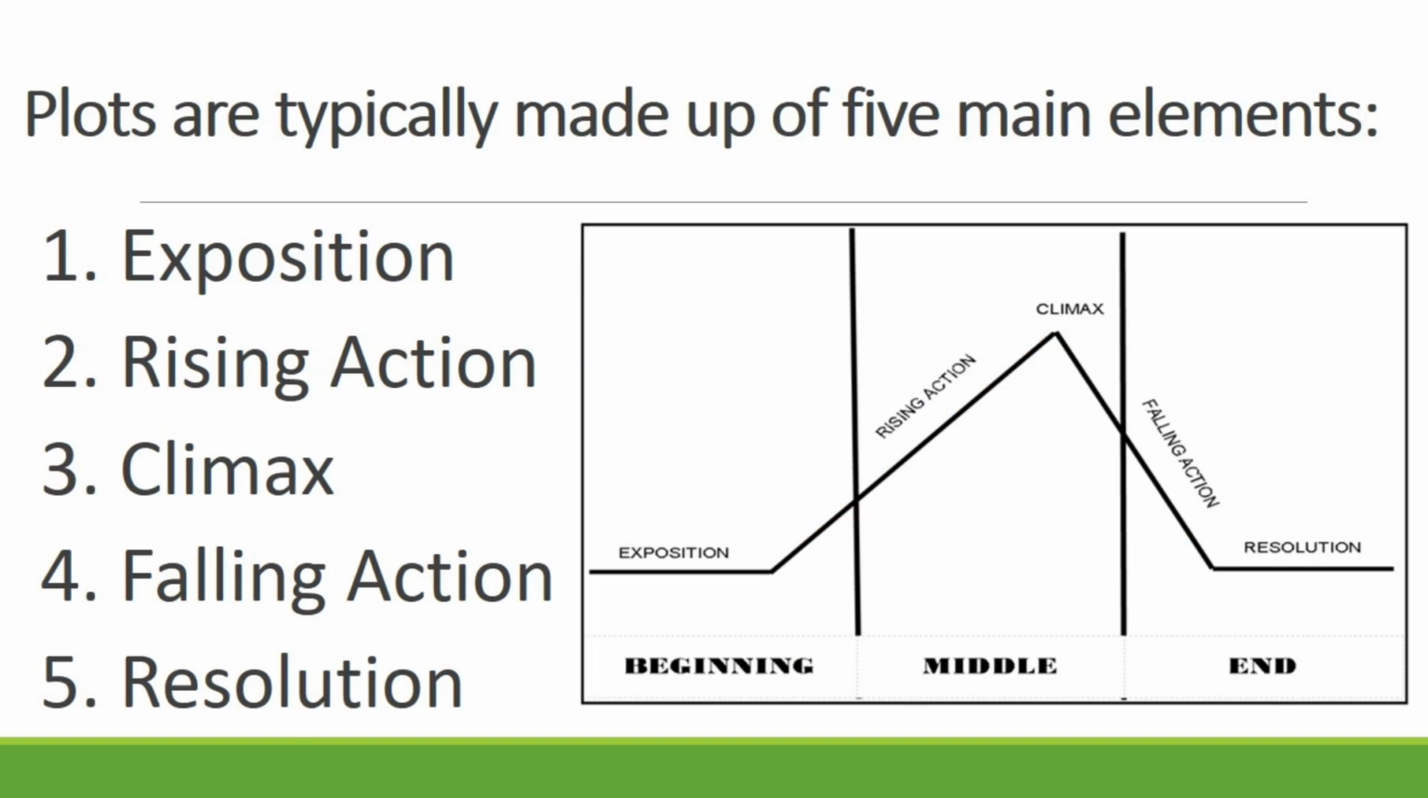So for you to have a better understanding of the five main elements of the plot, we have here the illustration. So as you can see, we have a mountain-like illustration here. At the first part, or in the beginning, we have the exposition, followed by the rising action in the middle part, then the climax also at the middle, and followed by the ending parts, which are the falling action and the resolution. And we will discuss each for you to have a better understanding of the elements of the plot.